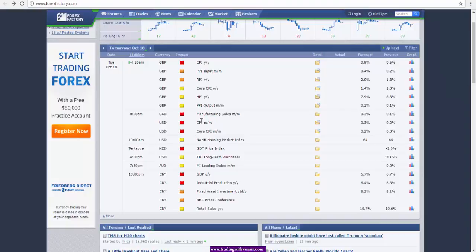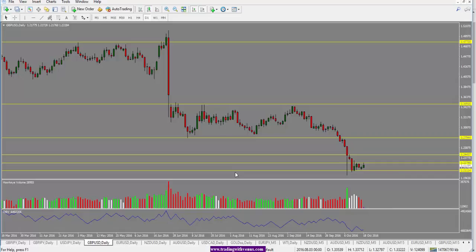Going into the US session here, we have the manufacturing sales number for Canada, and then again CPI and core CPI inflation numbers for the US. So again, these will have an impact on the performance of the US dollar. Going further into the session, at some point we get the GDT price index, which is the dairy prices for New Zealand dollar. And finally, in the Asian session, we see GDP numbers for China and also industrial production numbers. Let's move on to the charts here now.